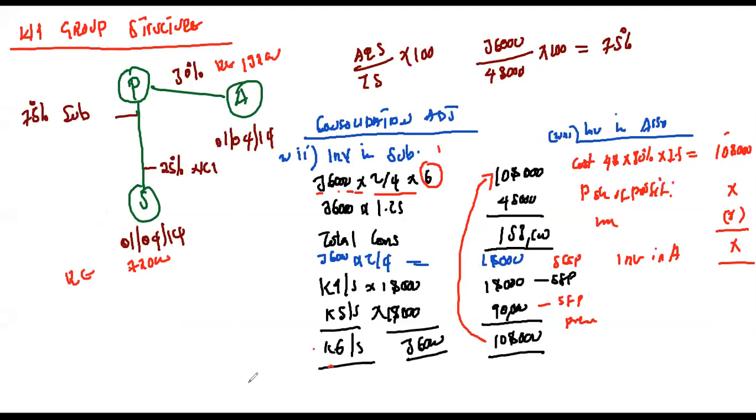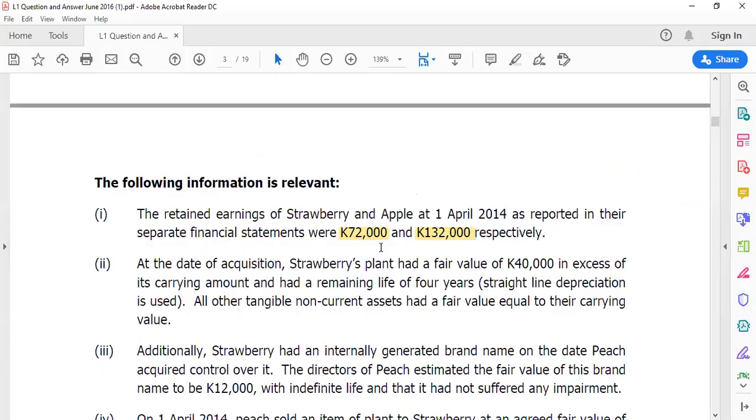The other one is 132. The other one is 72. You just include it there. The reason why they are giving you this is that they want you to come and use it to work out the net assets at acquisition. So, net assets at acquisition.